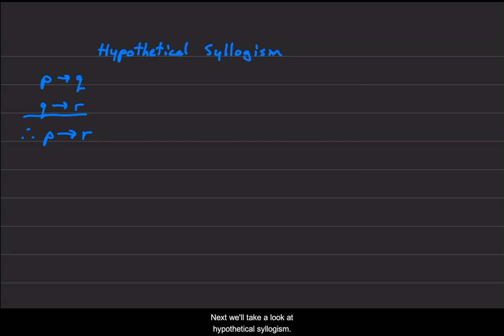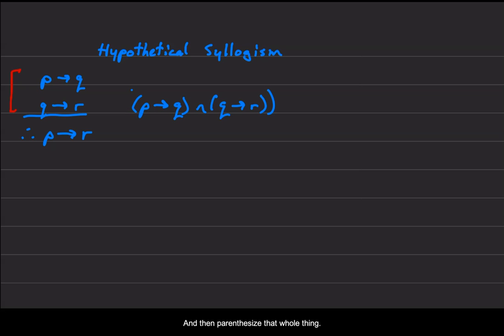Next, we'll take a look at hypothetical syllogism. Here we have P then Q and Q then R, therefore P then R. So we can rewrite this, since each one of the lines up here is combined together with an and. We can rewrite this as P then Q and Q then R, and then parenthesize that whole thing, then P then R.